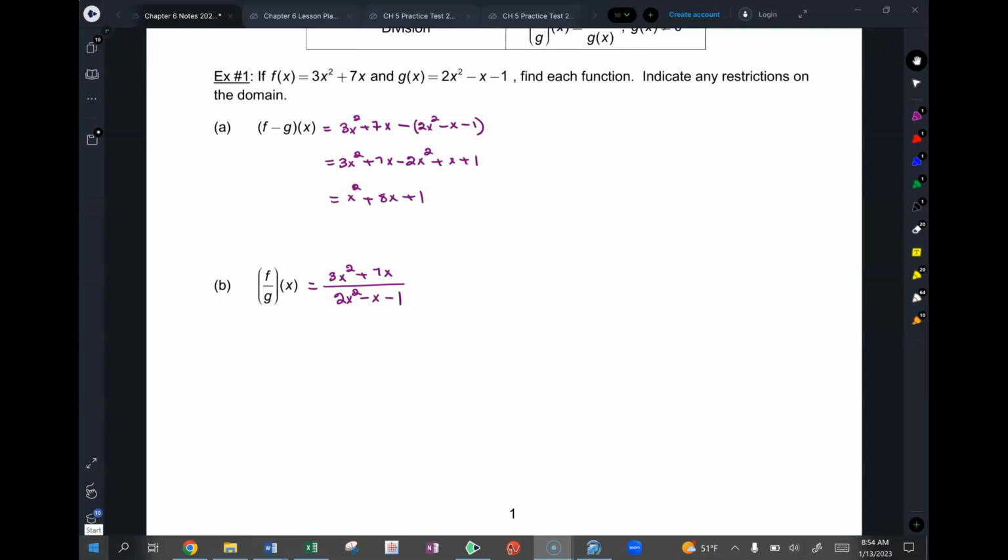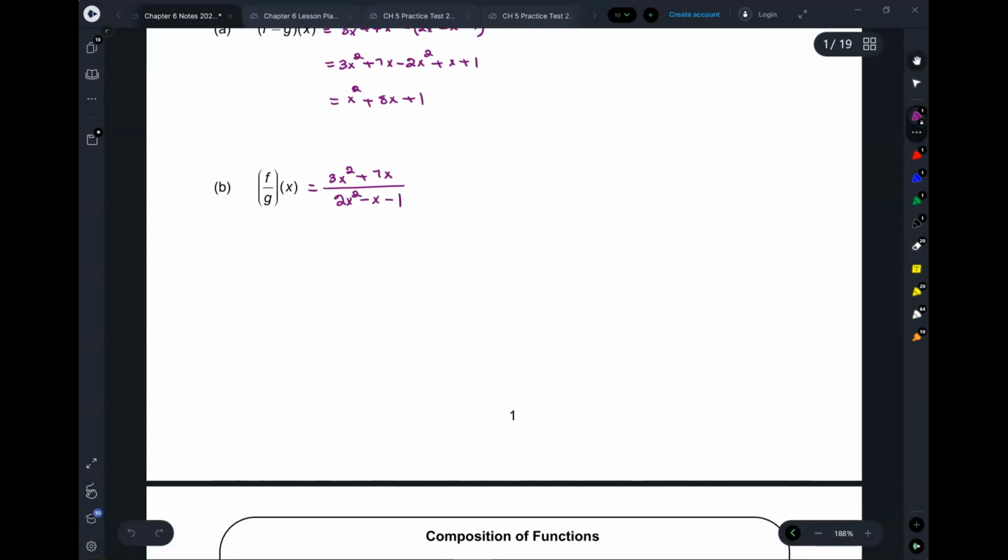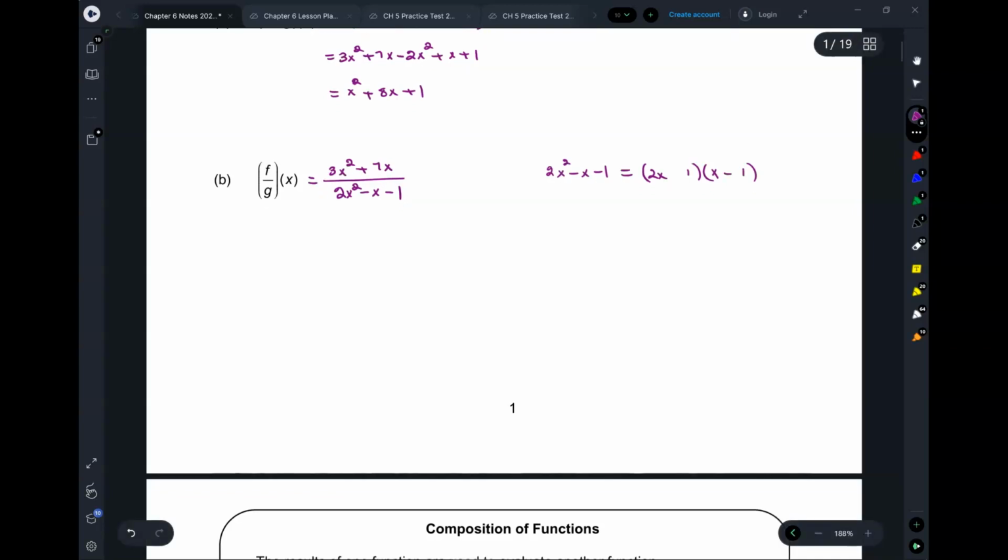We have to see, are there any values of x for which the denominator is 0? So let's take that denominator and factor it. Why do you have to factor? Because as soon as you realize you have variables in the denominator, you have to figure out for what values the denominator is 0. So you have to take the denominator, set it equal to 0, and factor it. So you always have to factor the denominator? Yes. You always have to do that if there's a variable in the denominator.